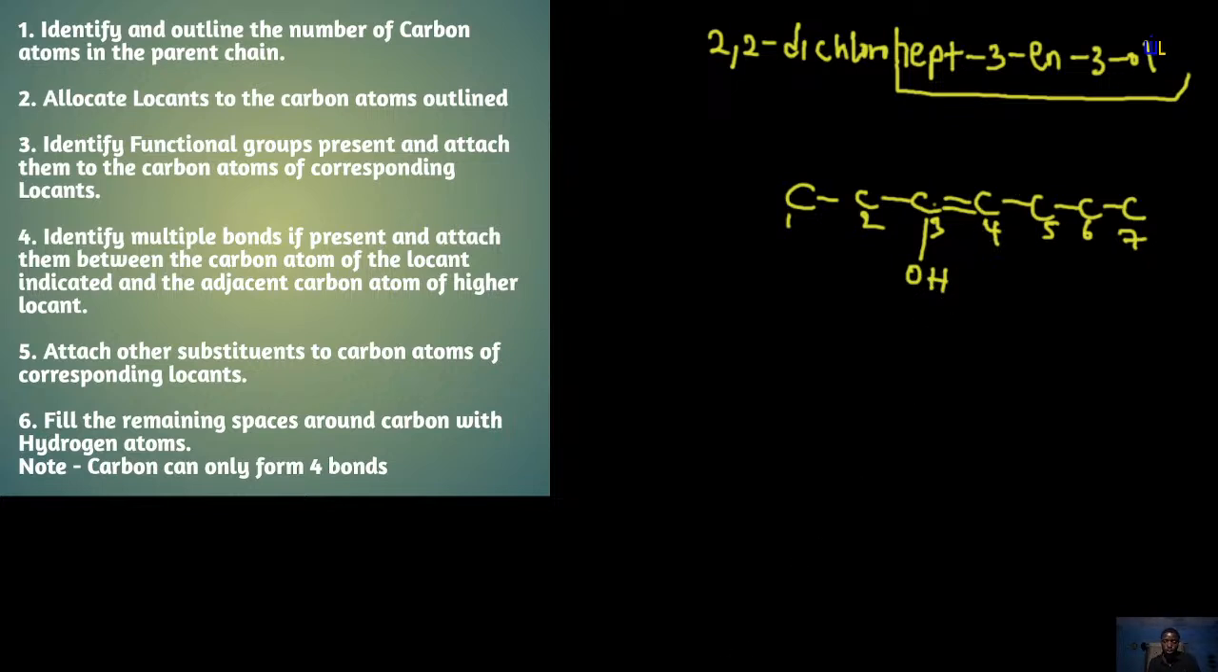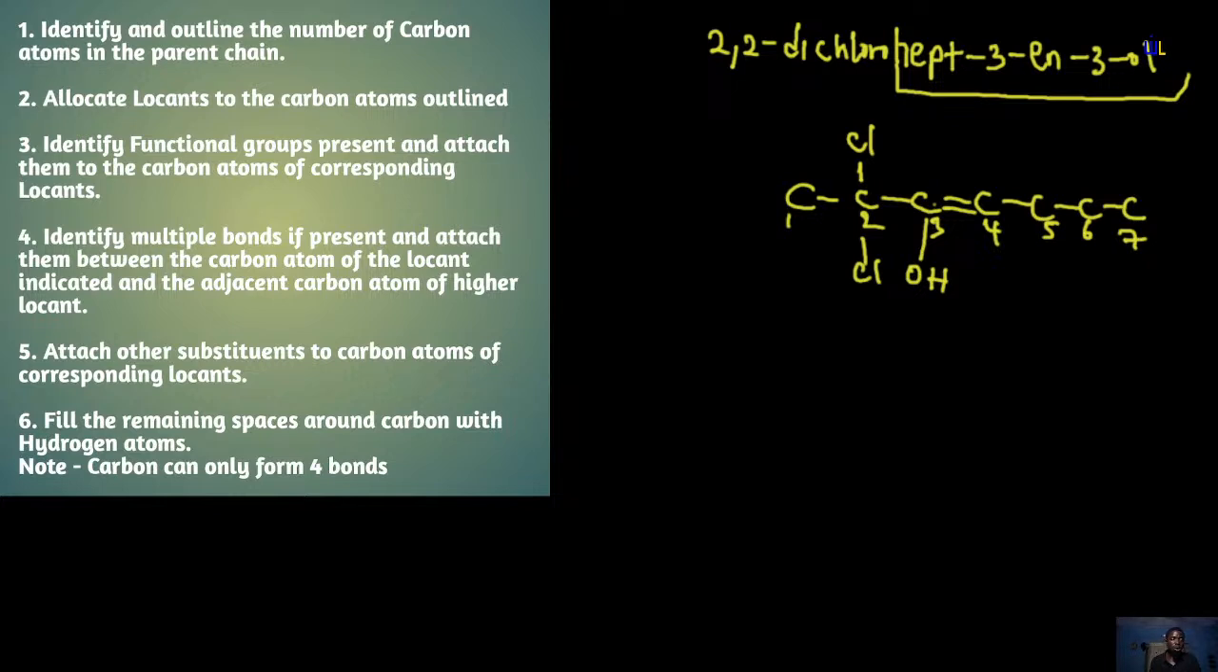So we go to the next rule, which is rule number 5. Attach other substituents to carbon atoms of corresponding locants. The substituents are the ones that come before the name. We have 2,2-dichloro, which means chlorine will be here, and another chlorine will be here. So 2,2, chlorine, that's that. Having said that, we go to the final rule.